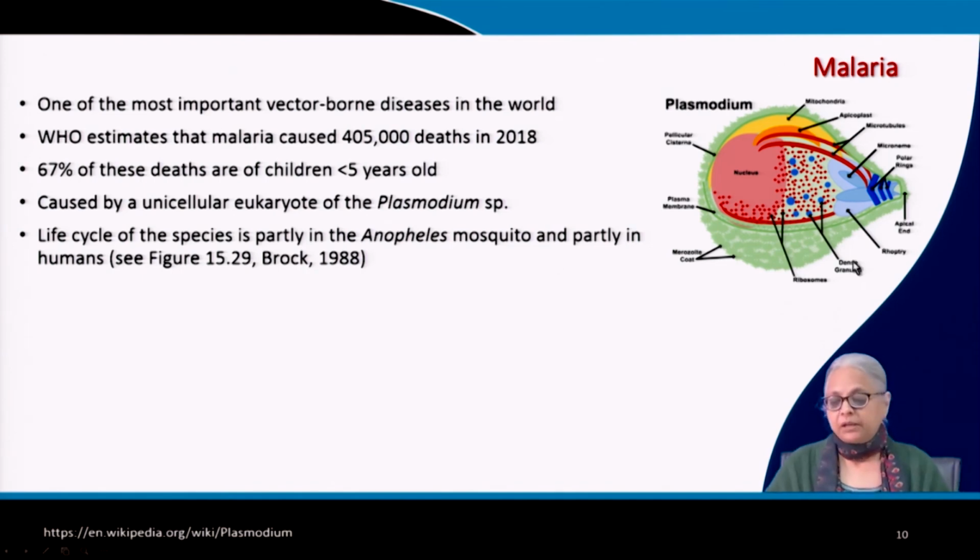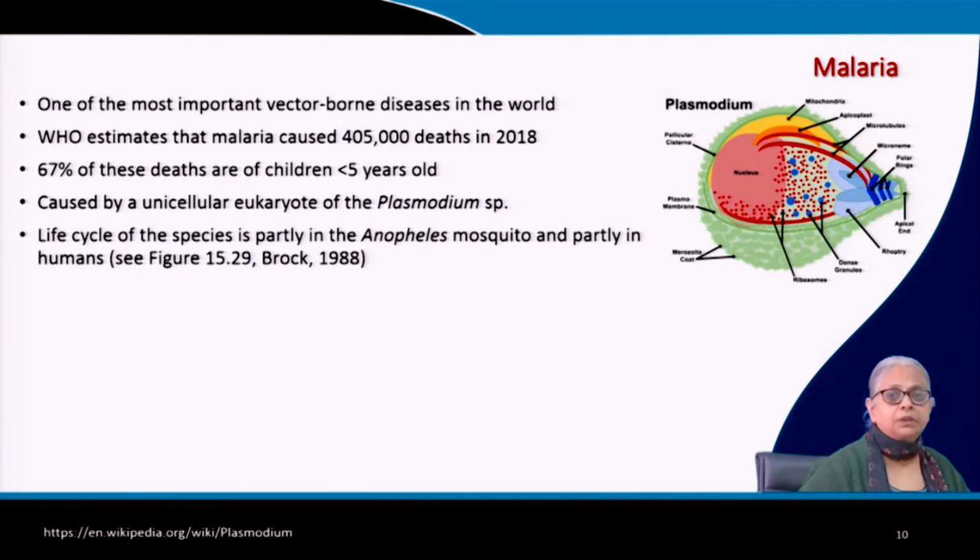And the causative agent is the Plasmodium species, and this Plasmodium species is shown over here, and you can see it's quite different from other types of microorganisms that we are familiar with. You have a nucleus, and many of the general organelles that we associate with microorganisms are there. There are mitochondria, ribosomes, plasma membrane, and so on. But then there are several other organelles which we are not going to go into that are also present and particularly important in terms of the virulence of this particular microorganism.